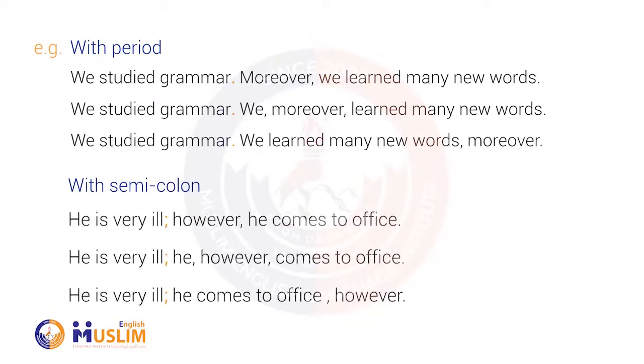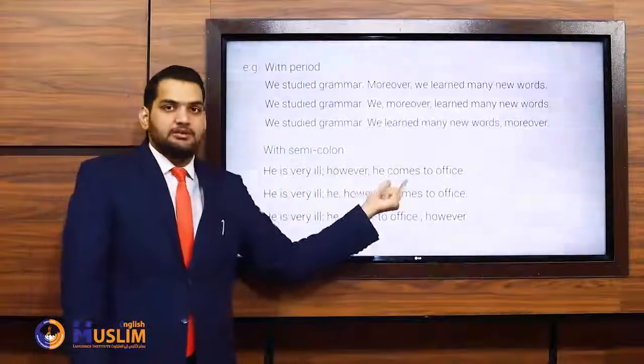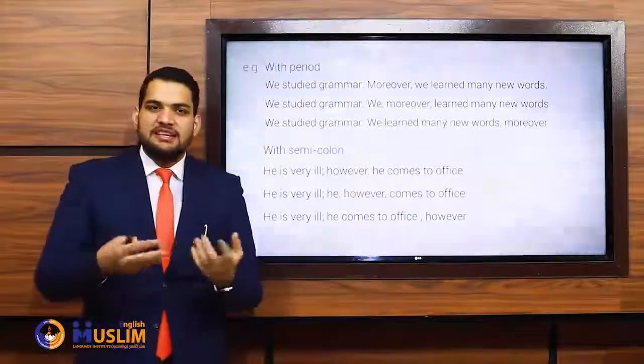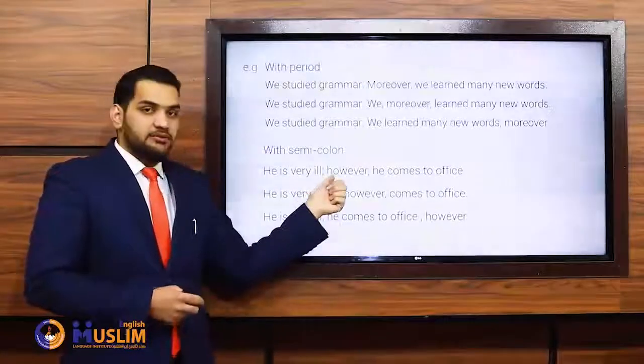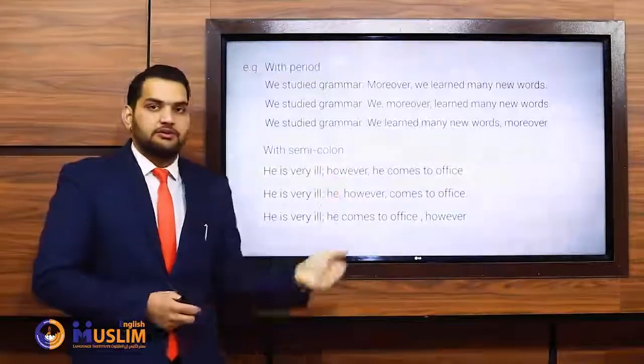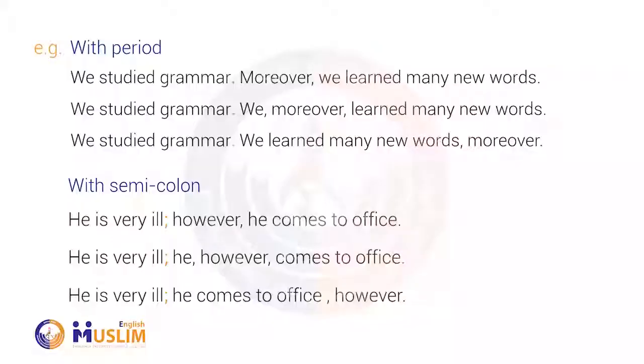For example, he is very ill. However, he comes to office. Now, we use however to show contrast or difference. The contrast between these 2 sentences is being ill and coming to office. We usually don't expect ill people to come to office, but this person is coming. However means but. Instead of however, you can also use on the contrary, or nevertheless, or nonetheless. He is very ill, he, however, comes to office. That's the second way. Or, he is very ill, he comes to office, however.